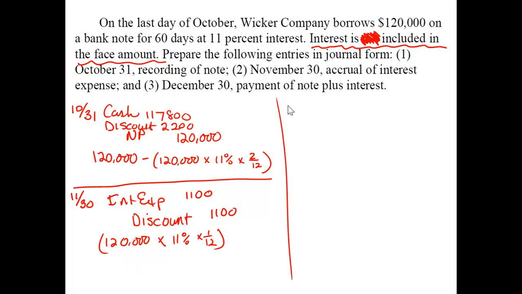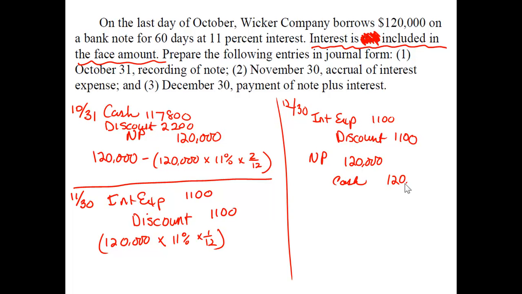When we get ready to repay the note on 12/30, 60 days later, we're going to transform the rest of that discount into interest. So there's December's interest, and we're going to pay back the note. And to pay back the note, we're going to debit note payable for $120,000 and credit cash for $120,000. So I've paid back the principal and converted that discount, the prepaid interest, into interest expense.